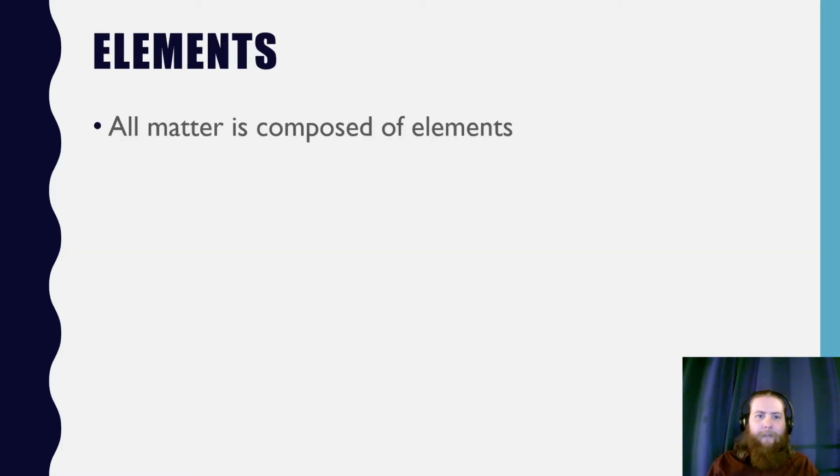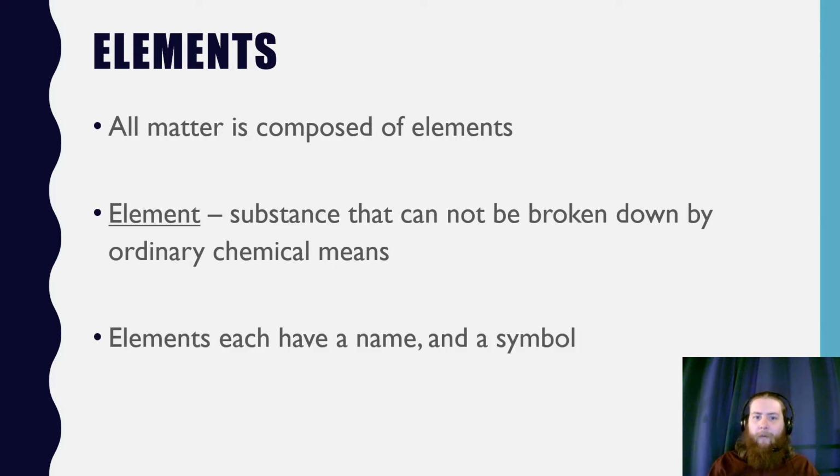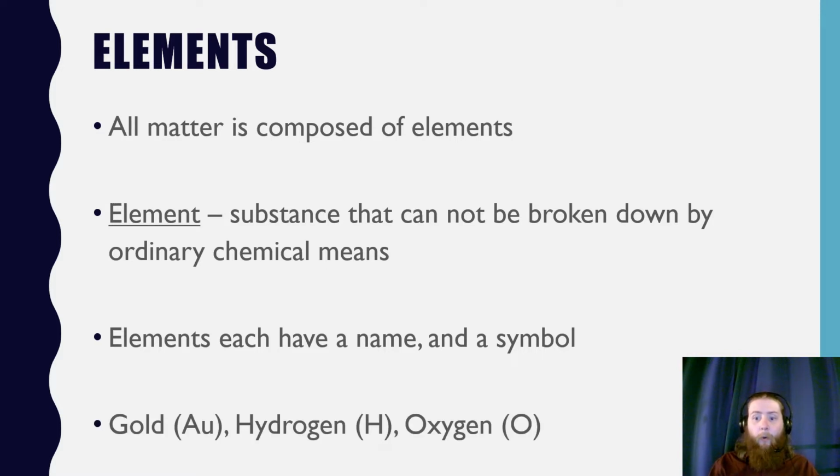So elements: all matter is composed of elements. And all of these elements are substances that cannot be broken down by ordinary chemical means. No boiling or chemical reactions will break down gold into a smaller thing. It is gold at its base core. Elements each have a name and a symbol on the periodic table. For example, gold is Au, hydrogen is H, and oxygen is O.